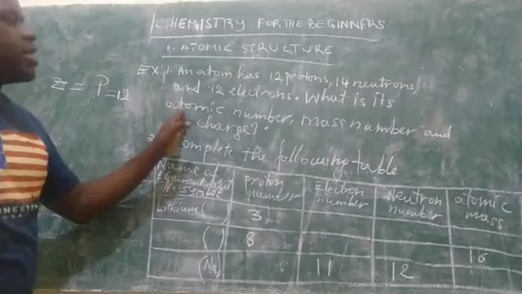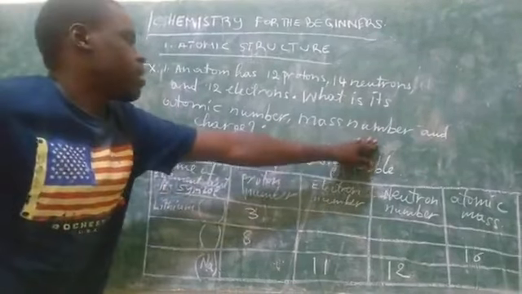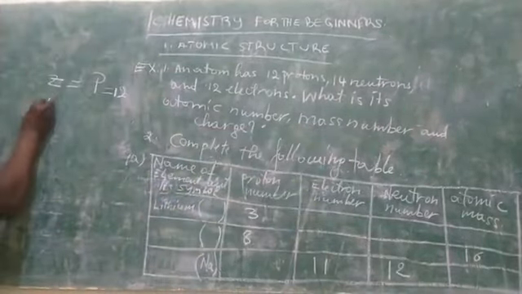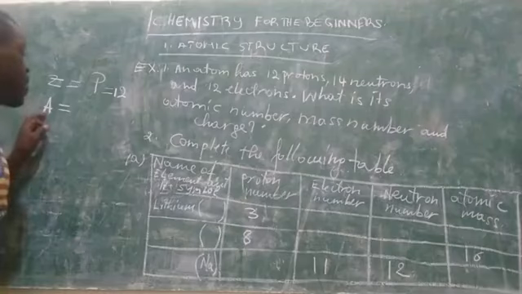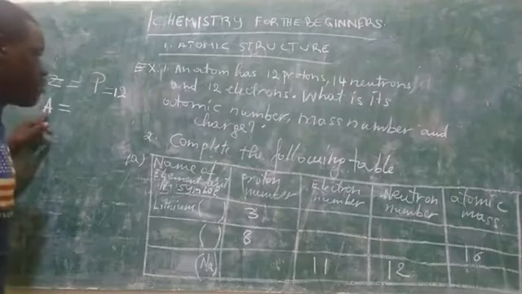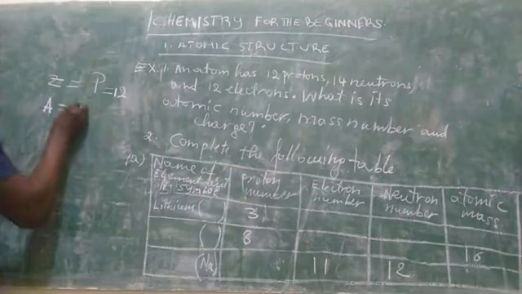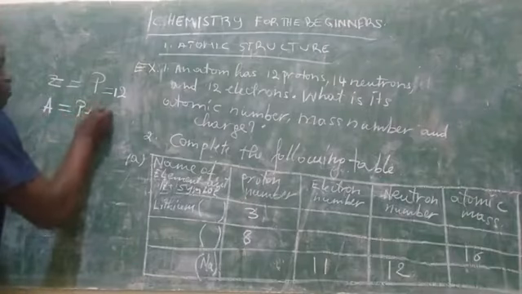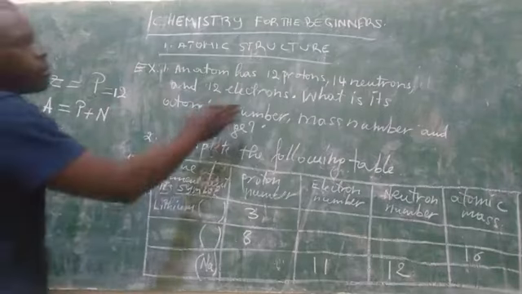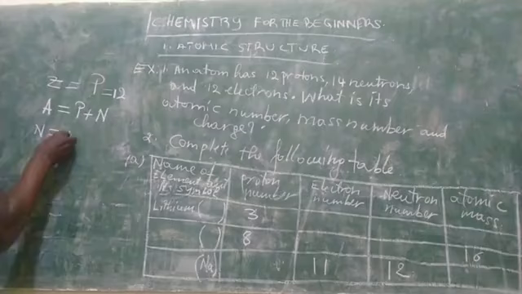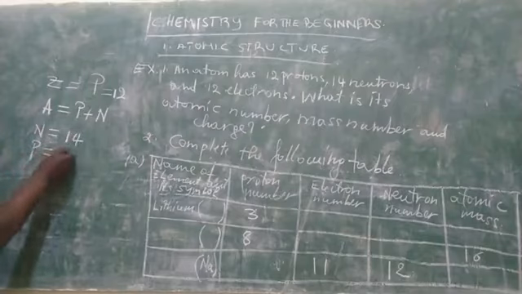And then the second, they ask the mass number. Mass number is symbolized by capital A. It is always equal to the number of protons plus the number of neutrons. Here they say that the number of neutrons is equal to 14, and we have seen that the number of protons is equal to the atomic number, which is 12.